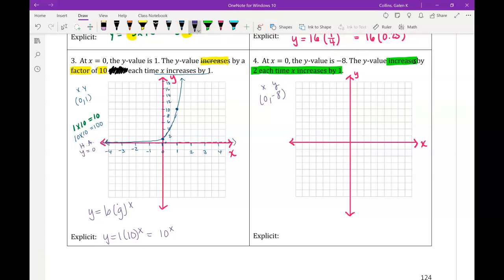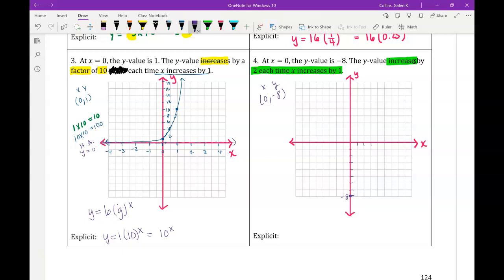So if I start at -8, let's see, if I go down 1, 2, 3, 4, 5, 6, 7, oh, just enough room to count by ones without going off the space there. So that is a -8. I'm going to put the number on the left so that the negative and the tick mark don't look the same. At x equals 0, the y value is -8, and that value is going to increase by 2 each time x increases by 1. So I'll just use the same scale.